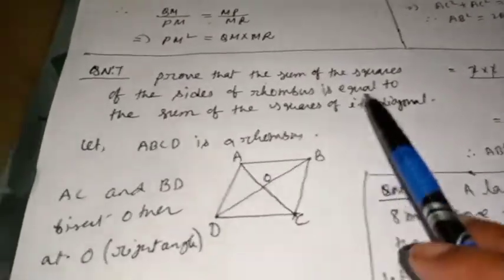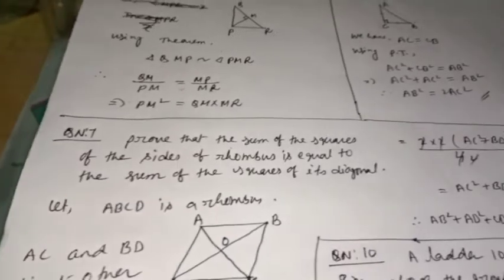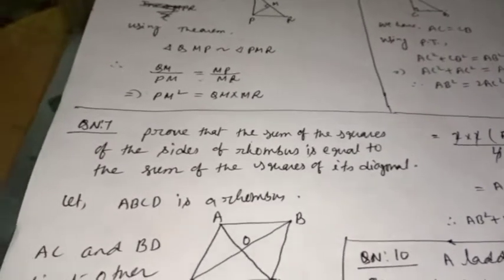Next question. Prove that the sum of the squares of the sides of a rhombus is equal to the sum of the squares of its diagonals. Means in a rhombus, how many sides? There are 4 sides, and 4 sides are equal. And in this question we need to prove the sum of the squares of all the sides is equal to the sum of the squares of its diagonals. That means let ABCD be a rhombus.